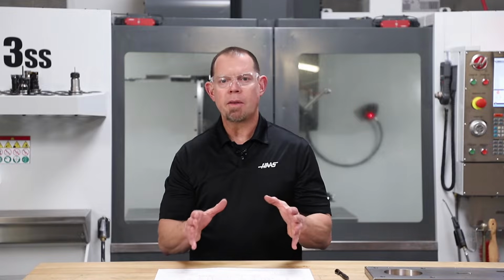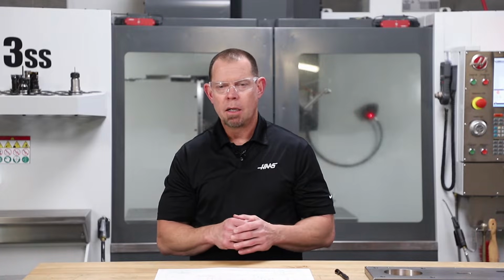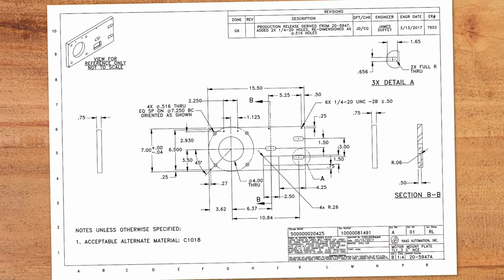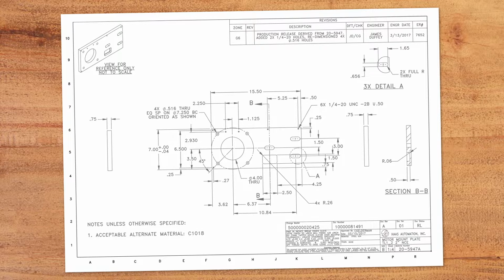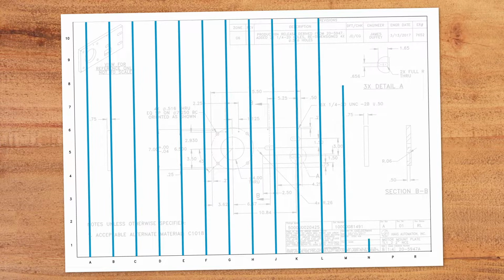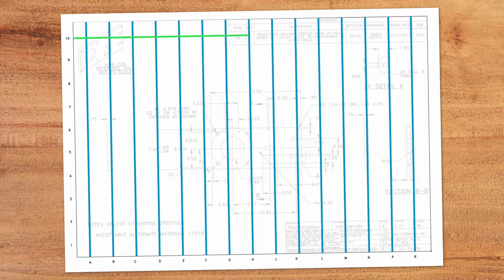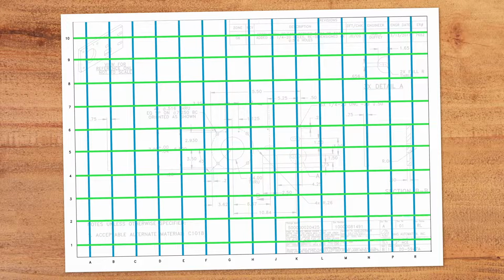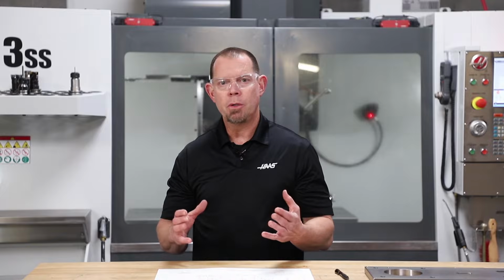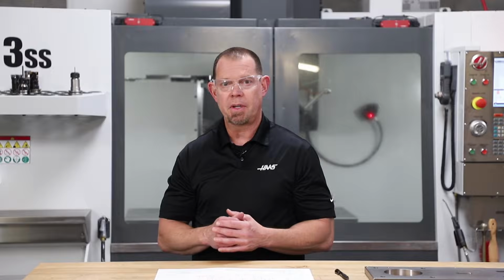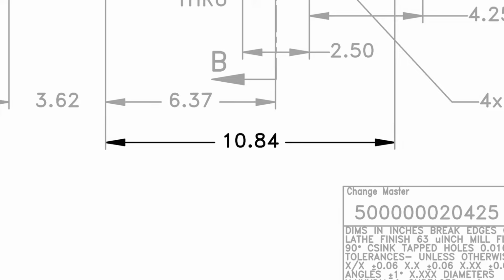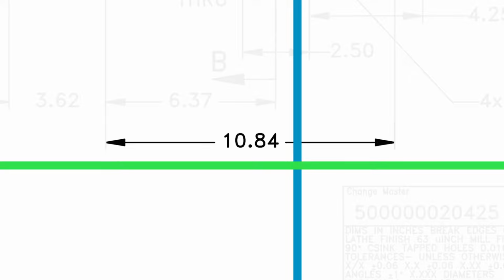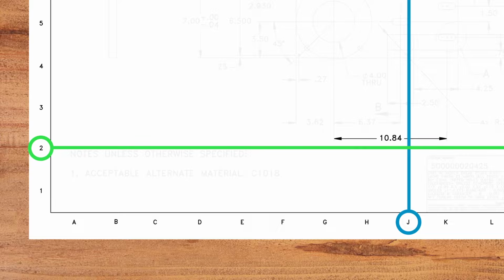We'll start with the drawing format and the title block. The first thing you'll notice is that the drawing format is divided into zones, A, B, C, etc. along the bottom, 1, 2, 3, 4, and so on along the side. These zones are used so you can quickly find a specific dimension. For example, this dimension, 10.84, is in zone J2.